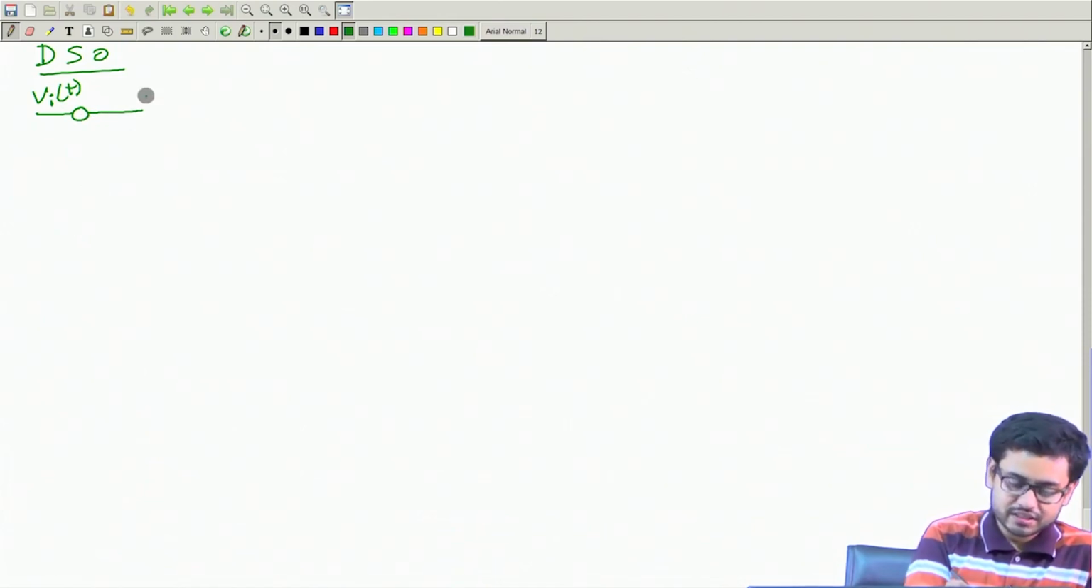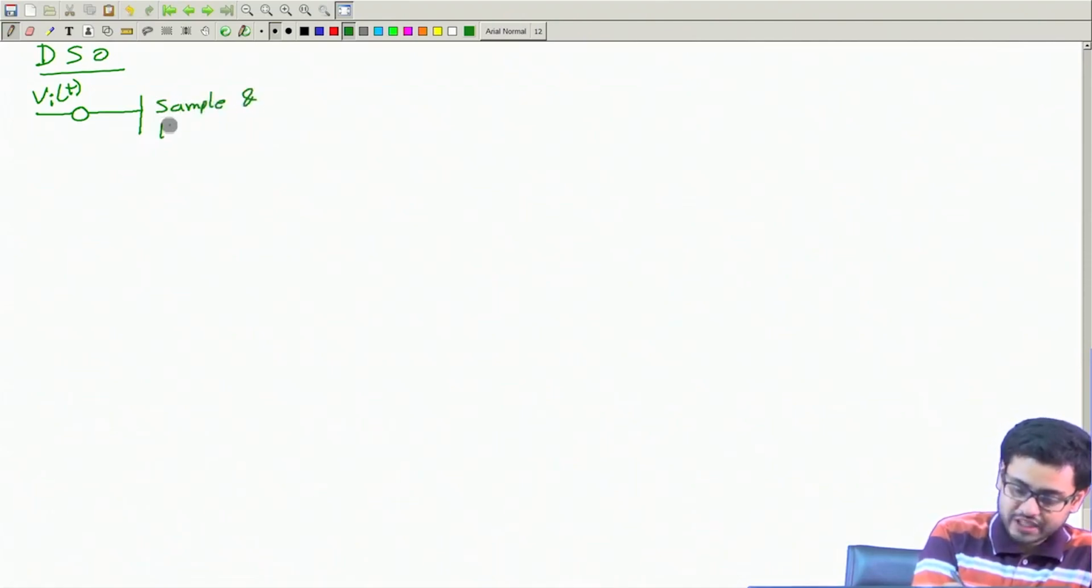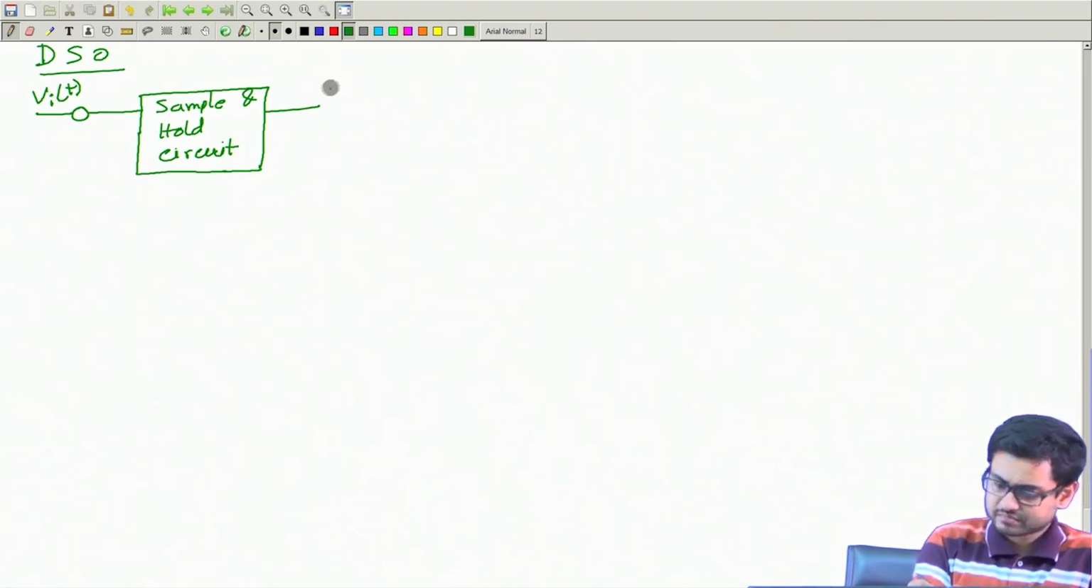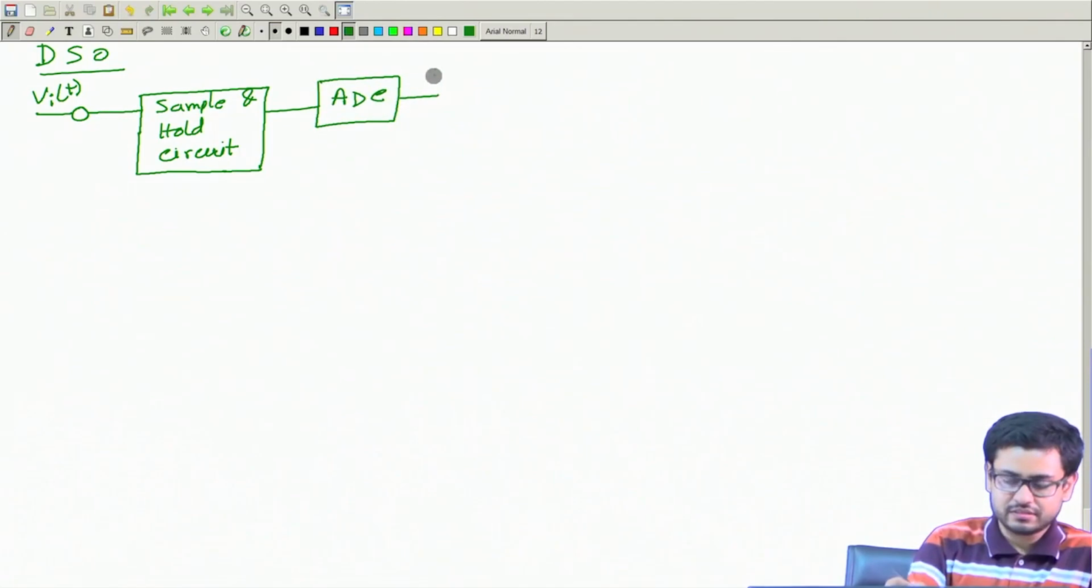then a DSO will have something called a sample and hold circuit. After that, it can have a digital voltmeter or analog to digital converter, and then we can have the display.